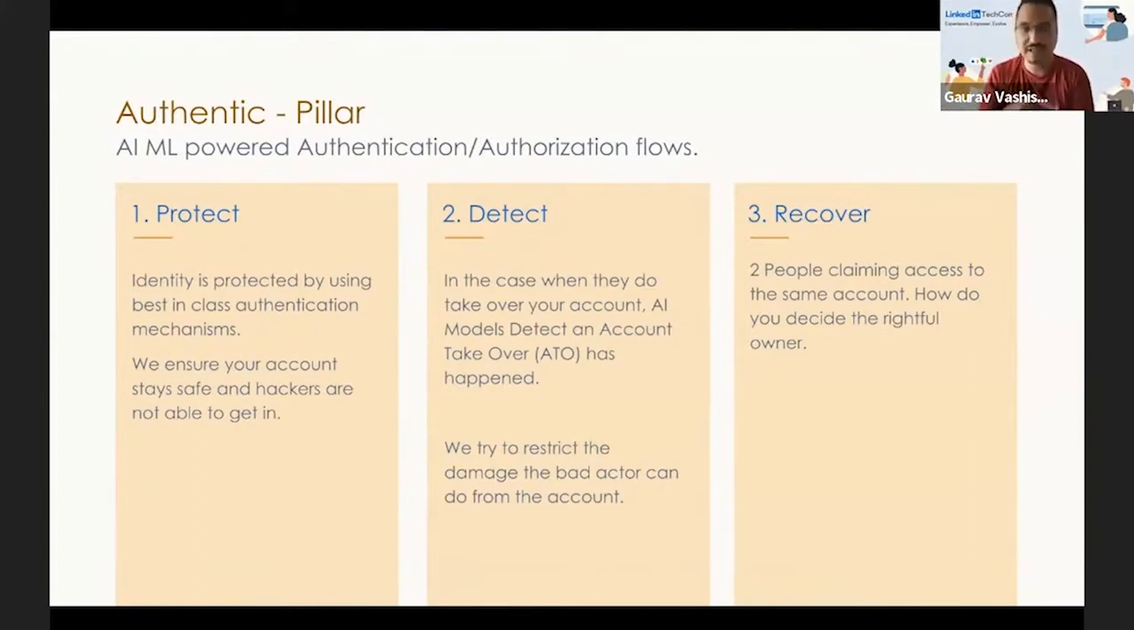When we see anomalies in this type of activity, we know something is off and an account takeover might have happened. When our signals tell us this, we try to restrict the damage the rogue person can do from the account. All the activity will have a restriction on it. Now the reach of whatever you are doing might not be as much as it would have been if I was a good user, right? So that's the detection phase.